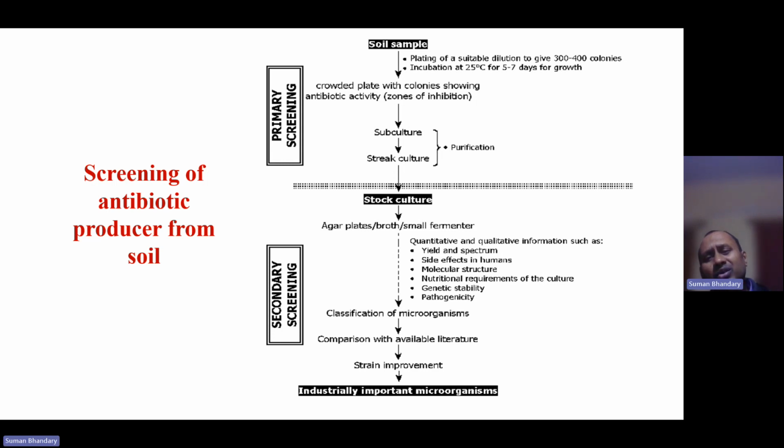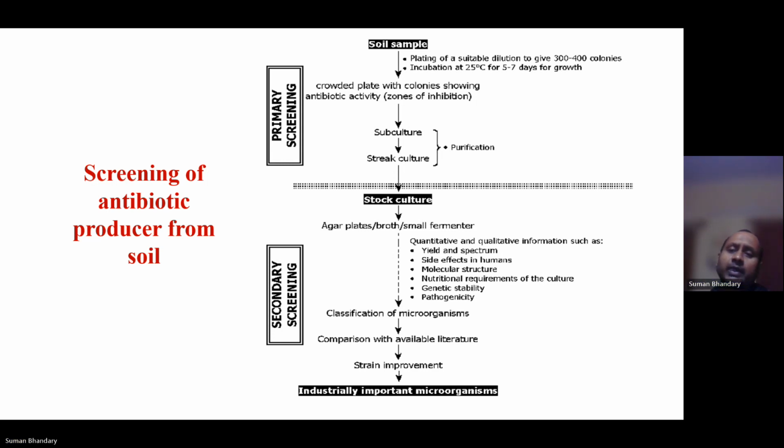And after all sorts of routine analysis, we will go for classification of the microorganism, then comparison of the isolated microorganism with the available microorganisms in literature. Afterwards, we can go for strain improvement for better yield as well as better product development. So in this way, we can develop an industrially important microbial strain.